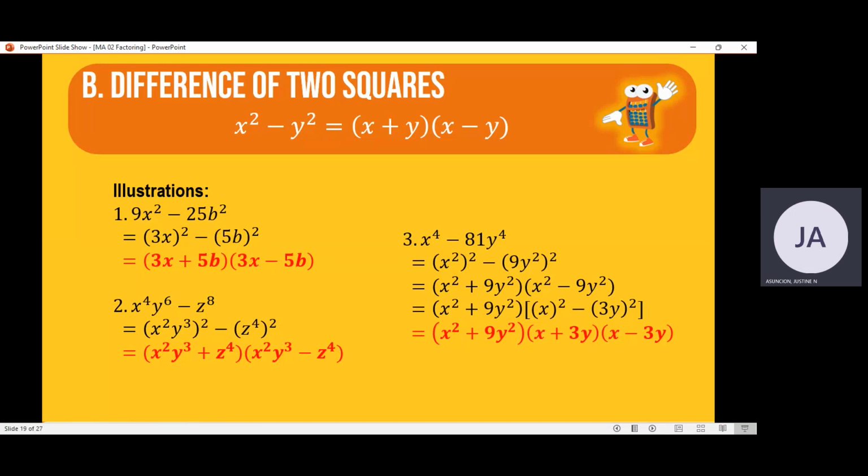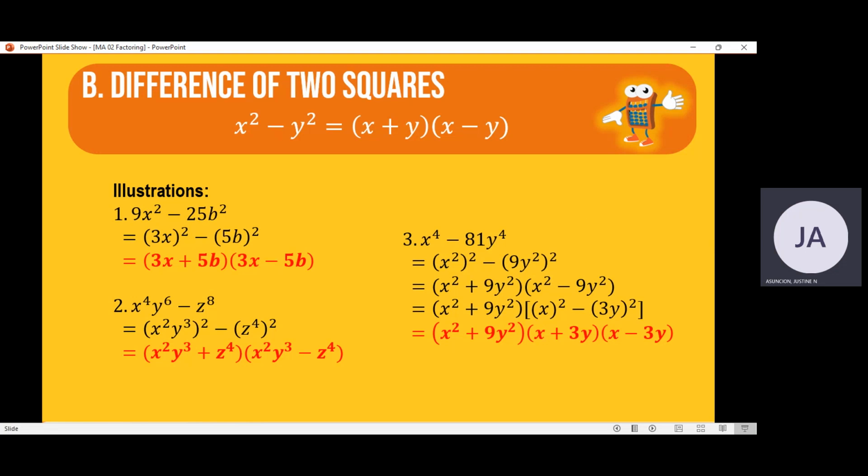Always remember, as long as we can identify forms that we can simplify, all we need to do is just apply it to get the simplest form, to get the factors of the given polynomial.